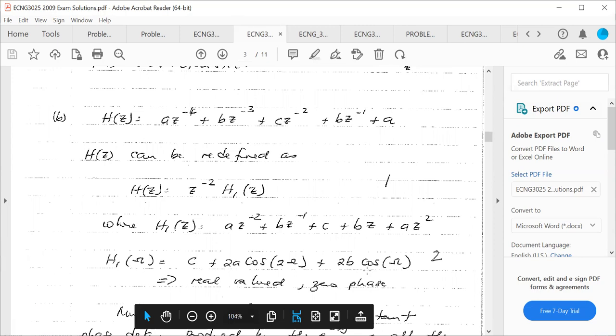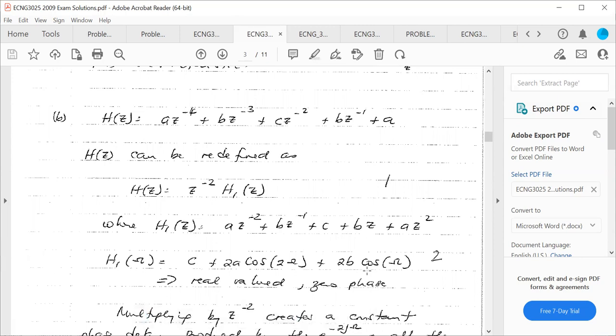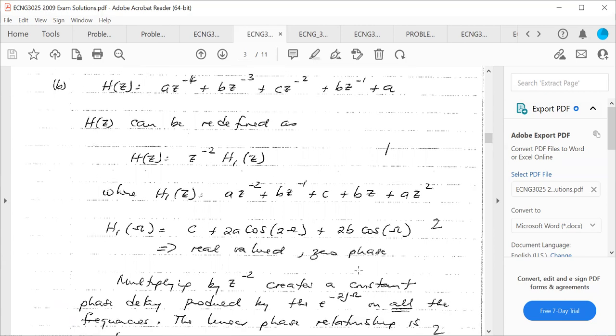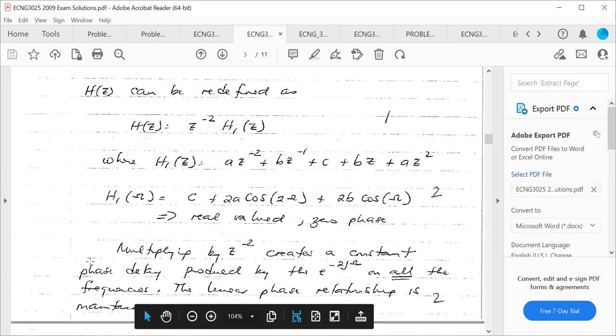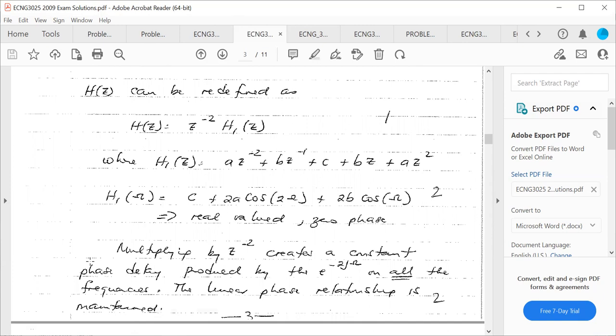There are no imaginary parts in this, so the phase angle, because it's a real valued answer, has no phase component. And all we do by z to the minus 2, if you remember, is produce a constant phase delay on all the signals. That's all you do. Z to the minus 2 is a time delay.